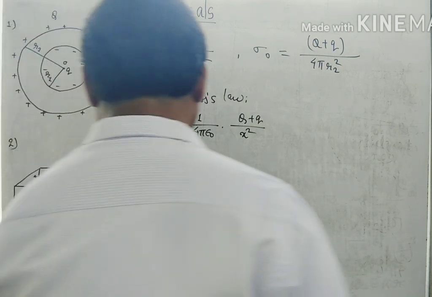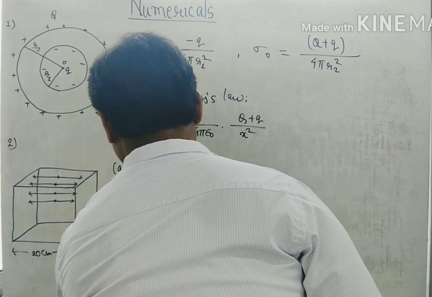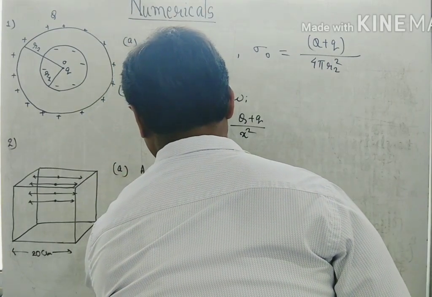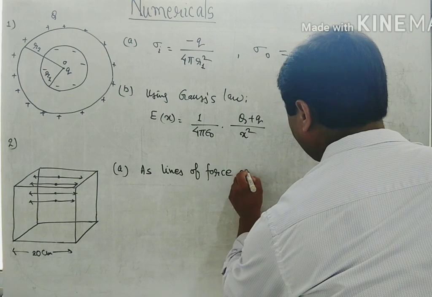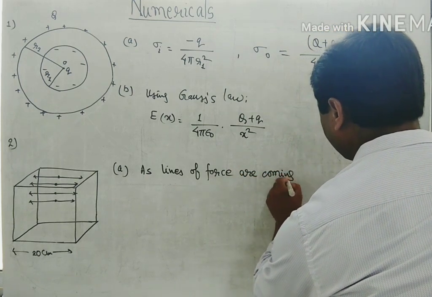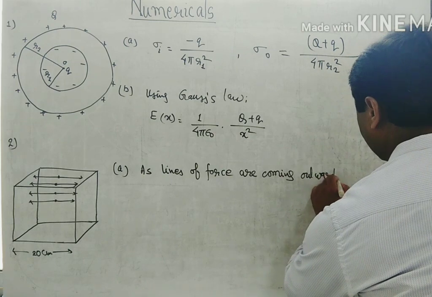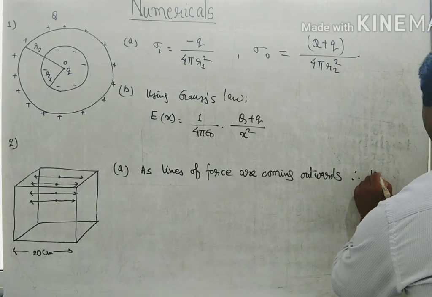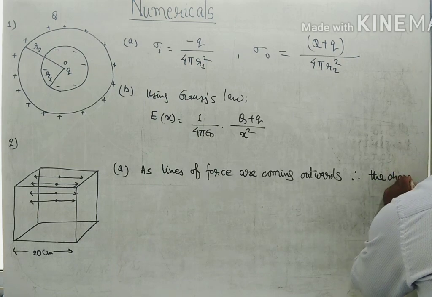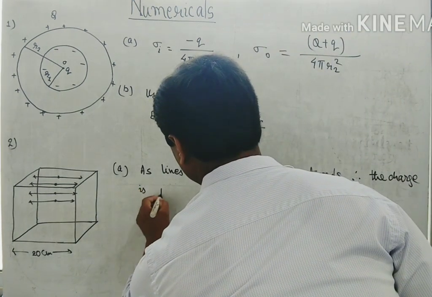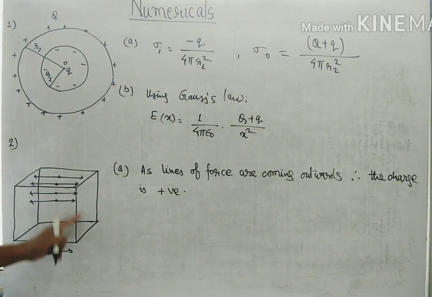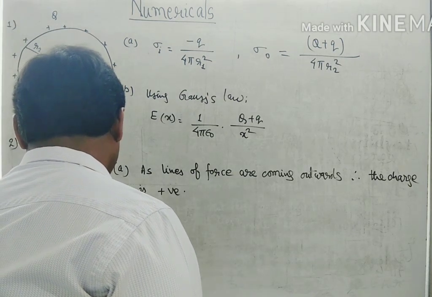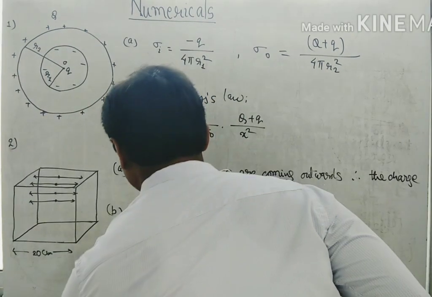So for the first part we can write: lines of force are coming outwards, therefore the charge is positive. So the charge enclosed inside this cube is positive in nature. Now for the second part we must calculate the magnitude of charge enclosed.